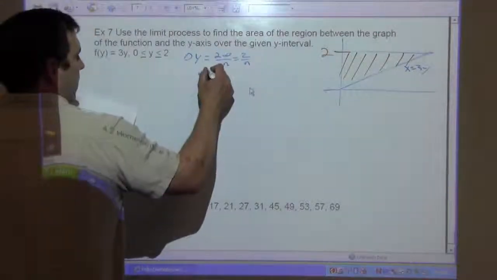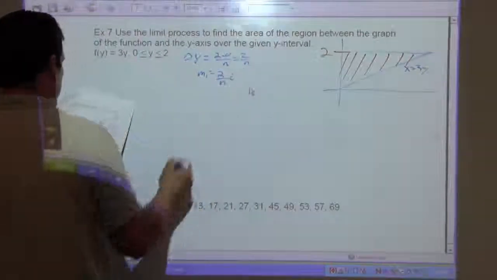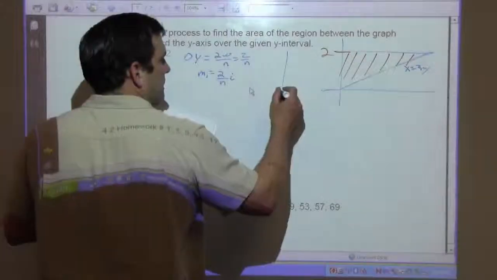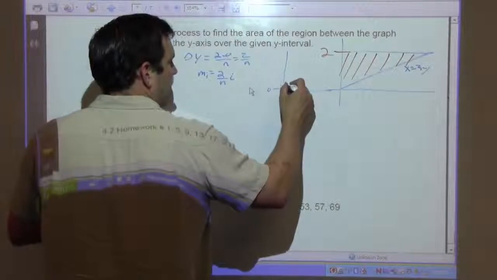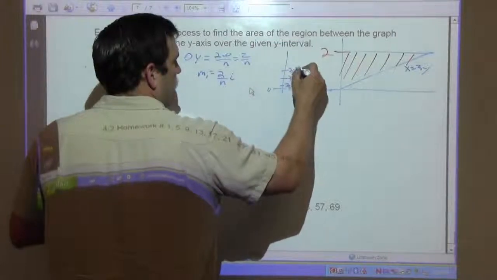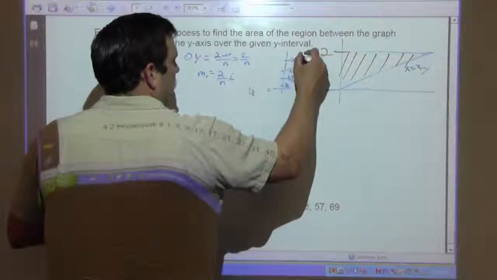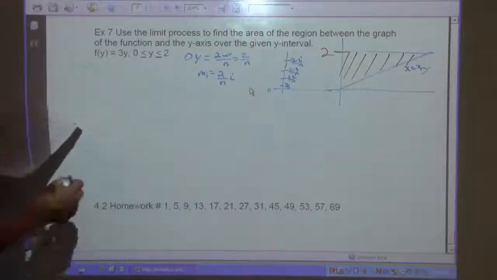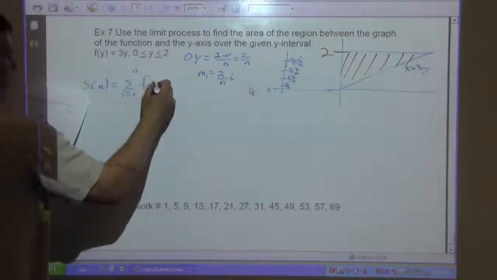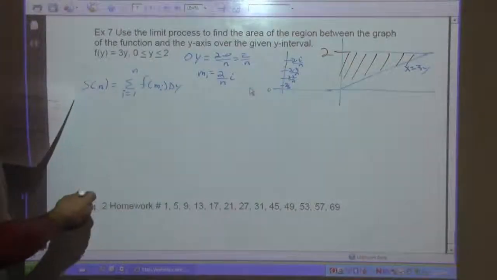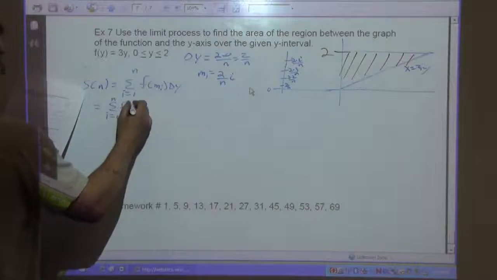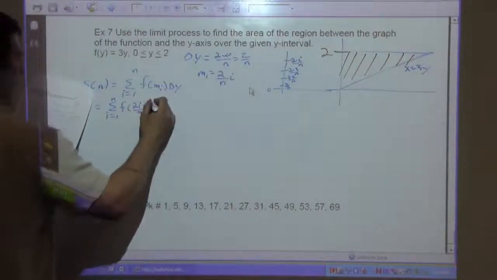So the m i is going to be 2 over n times i. So in this, you'd have 0, then you'd have 2 over n. Next one, 2 times 2 over n, 2 times 3 over n, 2 times i over n. So S of n is going to be the sum i goes from 1 to n of f of m i delta y. That's going to be the sum as i goes from 1 to n of f of 2i over n times 2 over n.